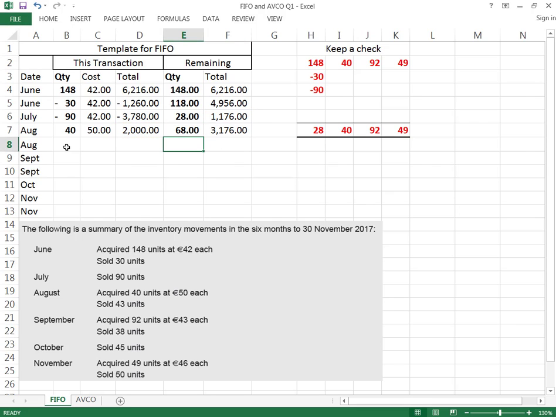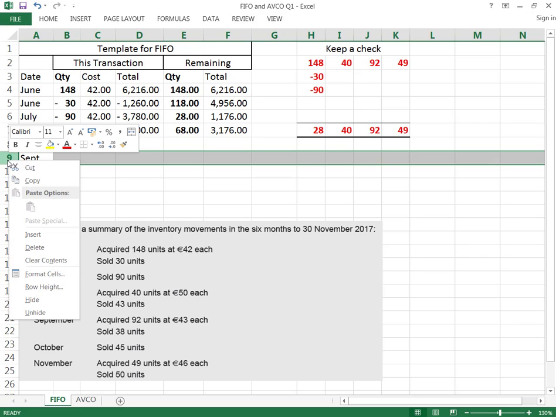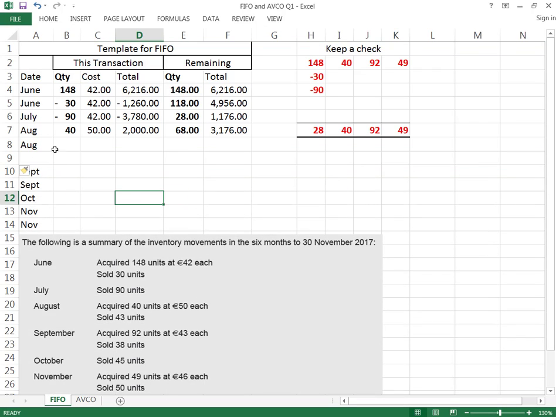Now it's getting a little bit tricky, because the next thing I'm going to do is sell 43. So in August I'm going to sell 43, but you see I have only 28 left here, so I'm going to have to do this in 2 pieces. I'm just going to insert a line here, and I'm saying that I'm going to have 2 August transactions really. I'm going to have minus 28, and that would be this 28 here. So now I have none of the original 148 left. That minus 28 was at 42.